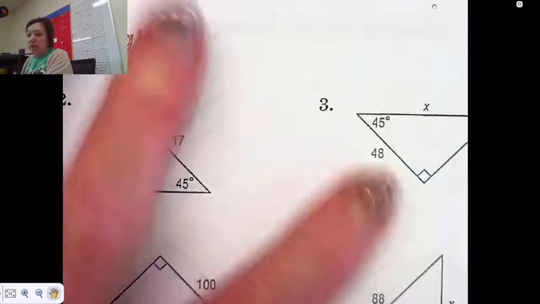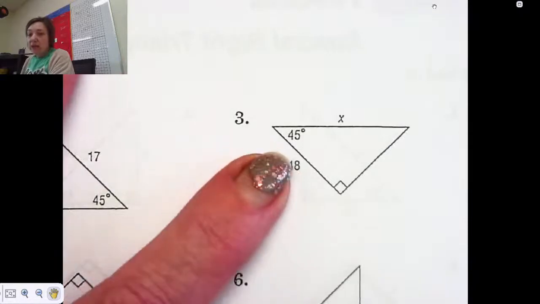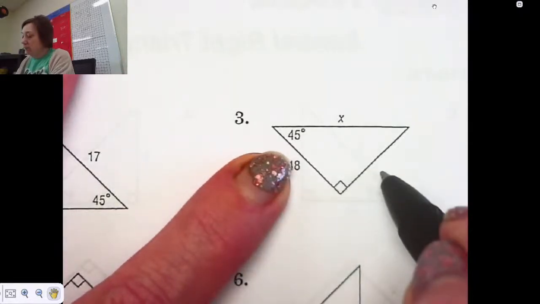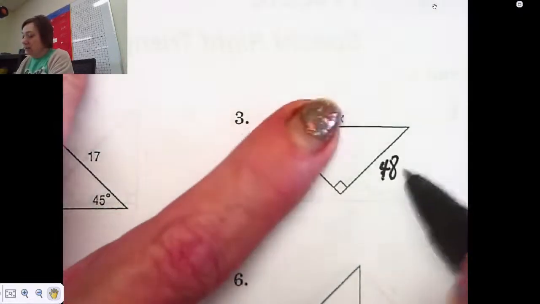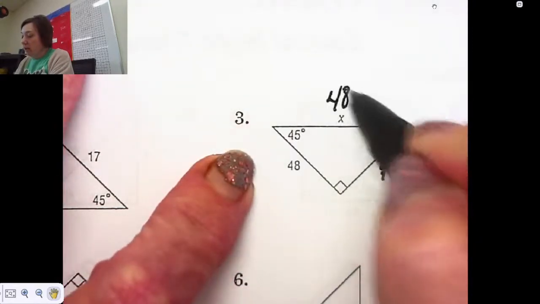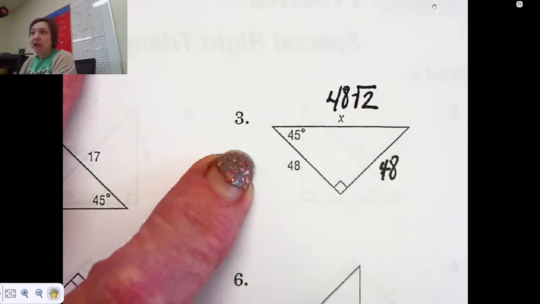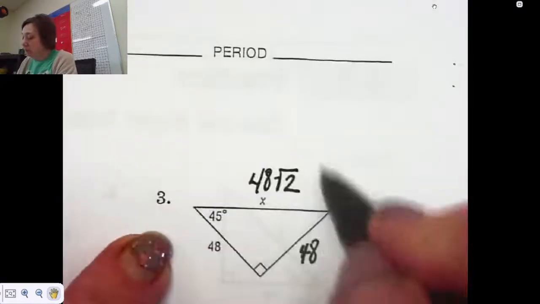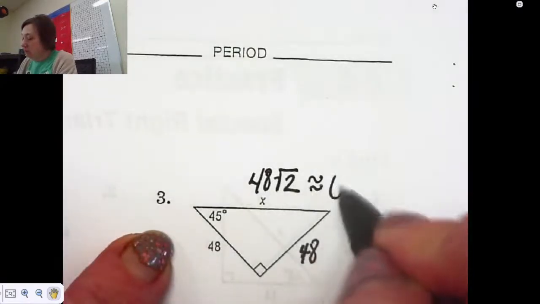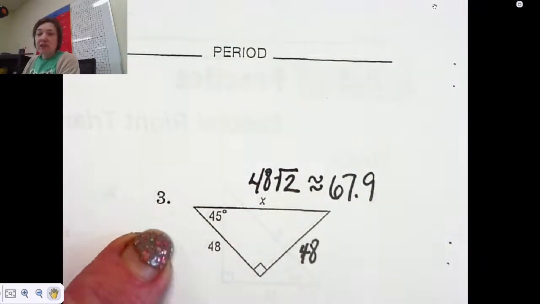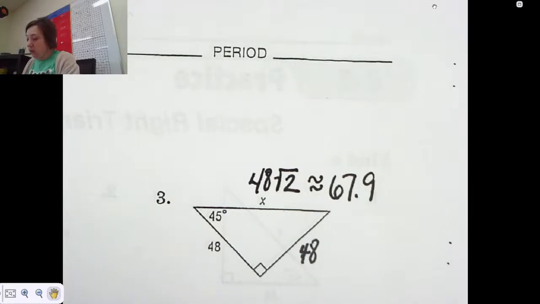Let's look at 3. This side is 48. What is this side? 48. What is this side? 48 square root of 2. So you punch that in. What do you get? 67.9. Everybody agree? Okay, we're going to skip 4 and come back to it.